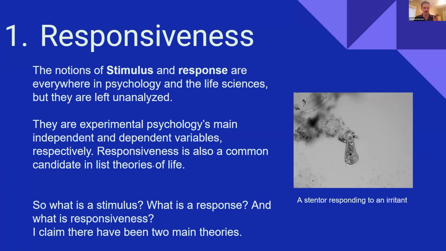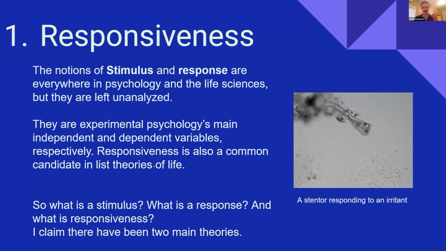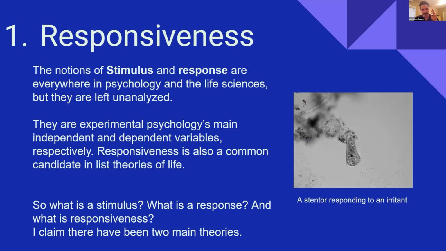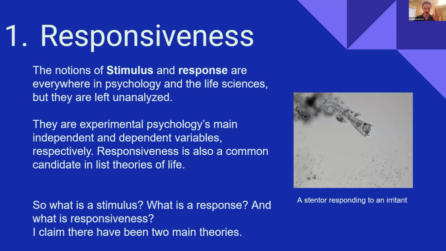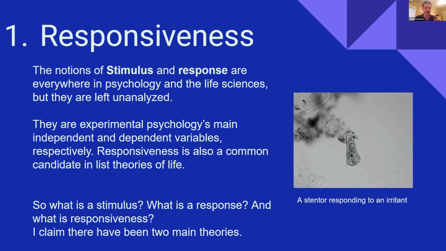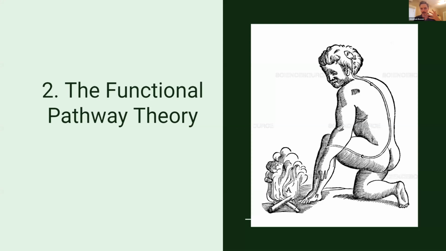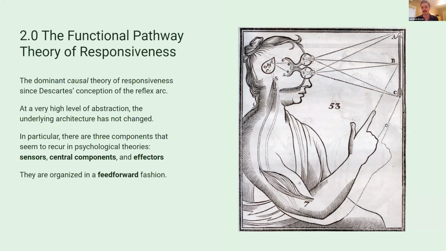So what is a stimulus and what is a response and what is responsiveness? So I claim that there have been two main approaches to this, or two main theories. So I'll just describe them both now. The first one I'm calling a functional pathway theory. And this is a very old diagram from Descartes. This has been the dominant causal theory of responsiveness since at least Descartes.